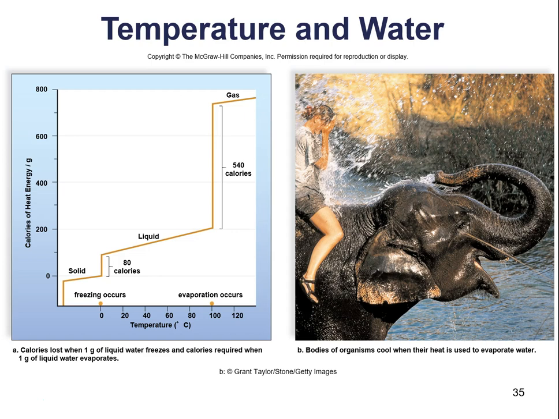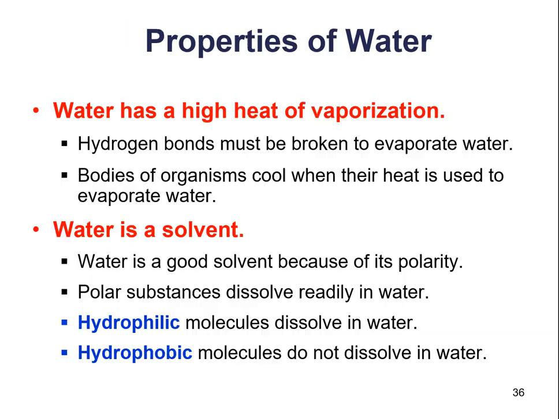All right. So this kind of goes along with this high heat of vaporization. I'll go back to that in a second. It says hydrogen bonds must be broken to evaporate water, okay? And so bodies of organisms cool when their heat is used to evaporate that water. So again, it takes an input of energy basically to vaporize or evaporate water. Okay. And so that property is basically exploited when we think about cooling mechanisms.